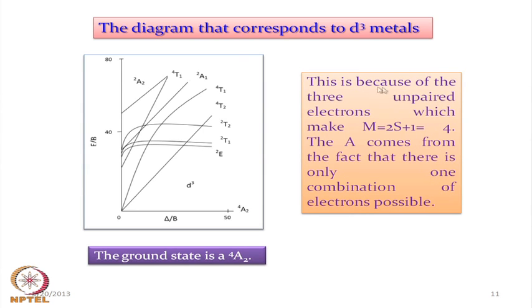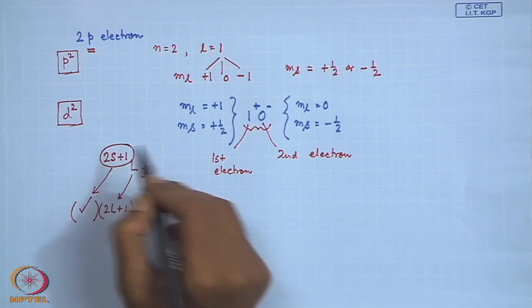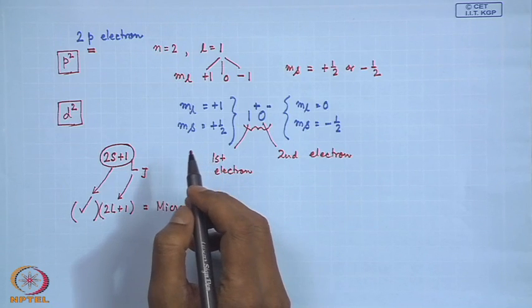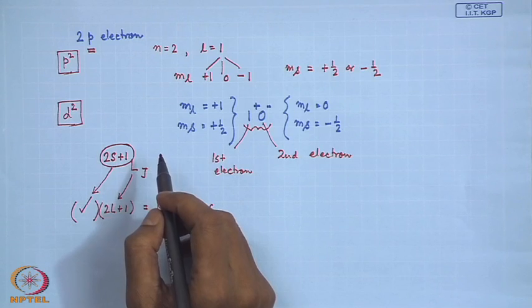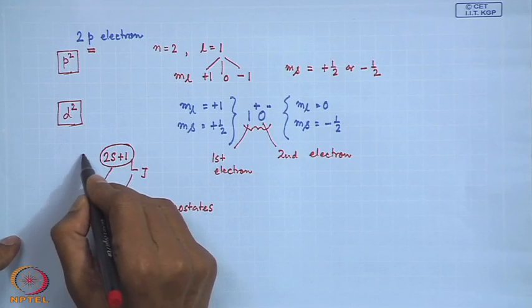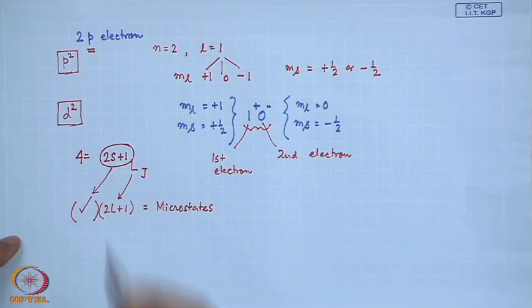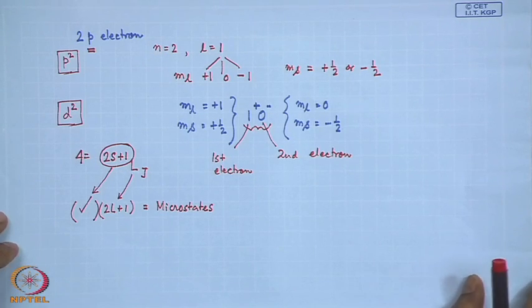This is because of the 3 unpaired electrons we have; the twice S plus 1 is the magnitude we will find in the term. Since this particular value is there, we have the corresponding value equal to 4. So, this particular diagram we will continue again in our next class. Thank you very much.